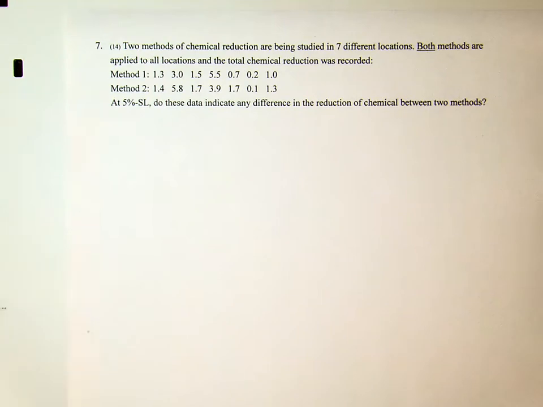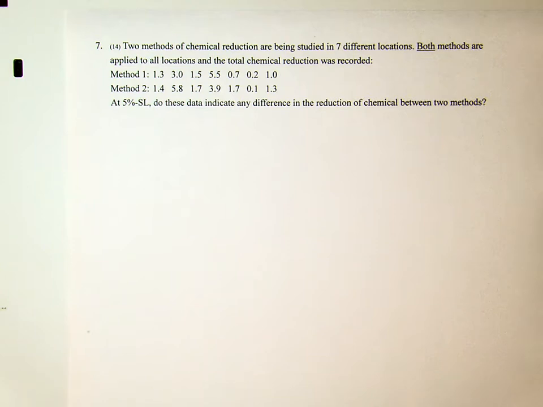This is from Fall 2011 Math 227 Test 3. Number 7. Two methods of chemical reduction are being studied in 7 different locations. Both methods are applied to all locations and the total chemical reduction was recorded. Now we have method 1 and method 2. At 5% significance level, do these data indicate any difference in the reduction of chemical between two methods?